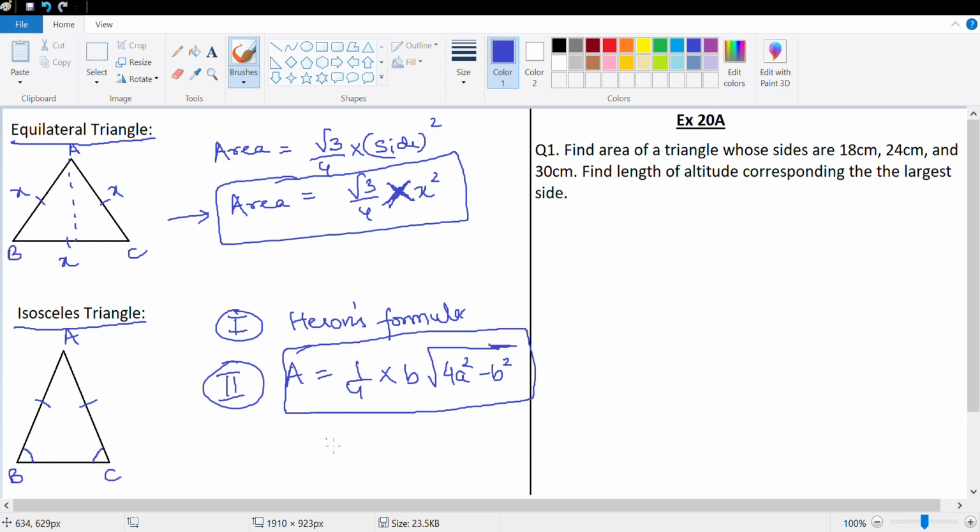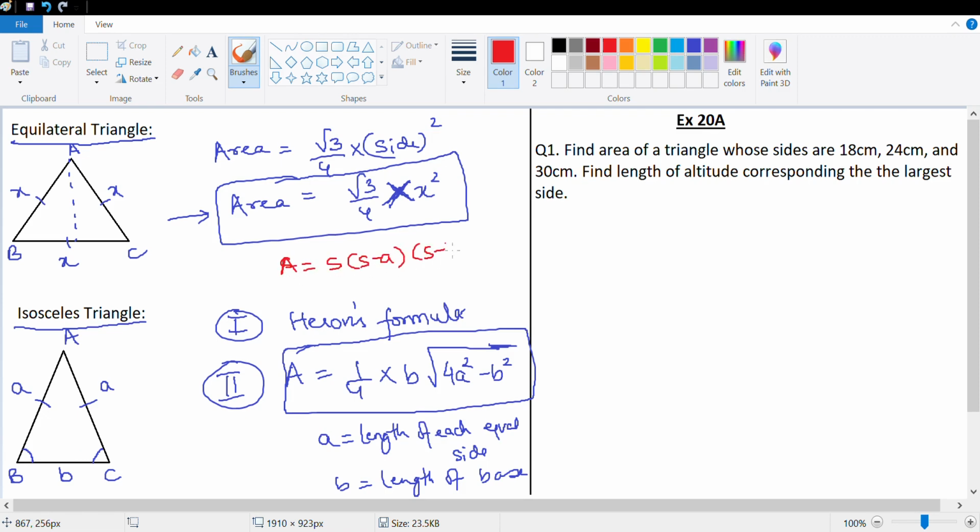Now, what is A and B? A is the length of each equal side, and B is equal to the length of the base. Like I had marked earlier, this is A, the equal sides is A, this is also A, and this is B, the base. Perfect. So quick revision, we've talked about the formula, which is area is equal to the square root of S times S minus A, S minus B, S minus C.